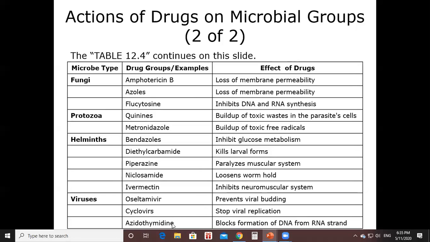And with viruses, we do have some antimicrobials. You see with some of these, how they prevent viral budding, stop viral replication, or block formation of DNA and RNA strands. A common one is AZT. It blocks formation of DNA from the RNA strand. So that's the one I was telling you about in class, where it blocks the reverse transcriptase.